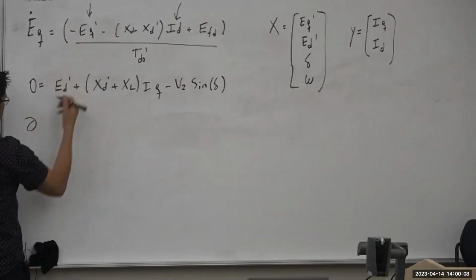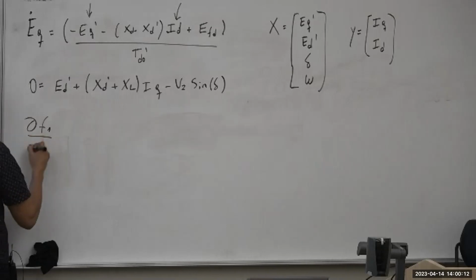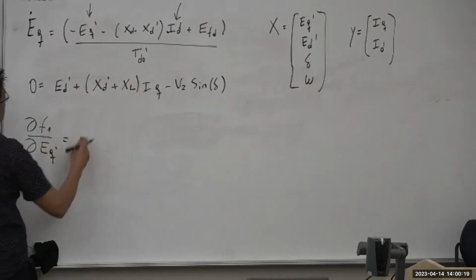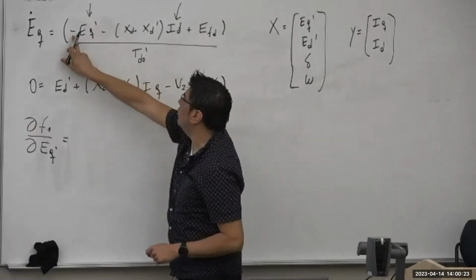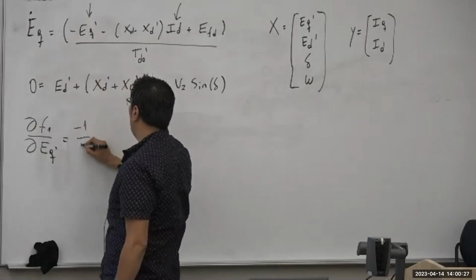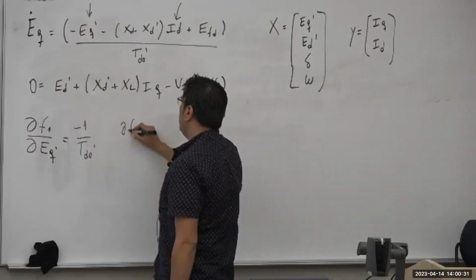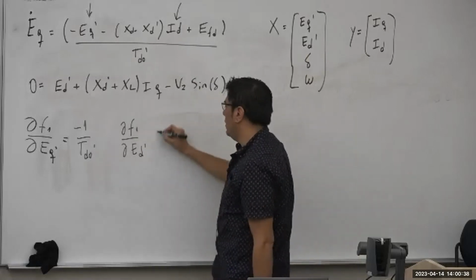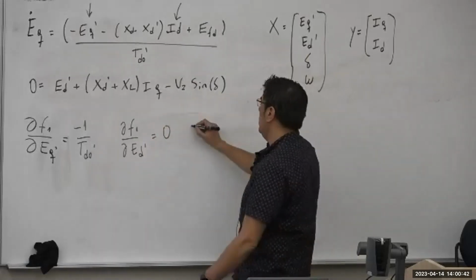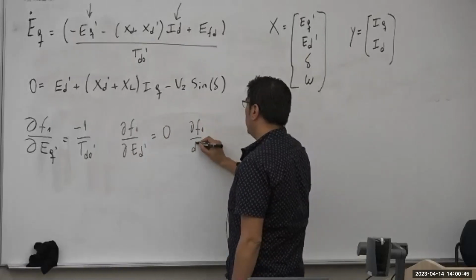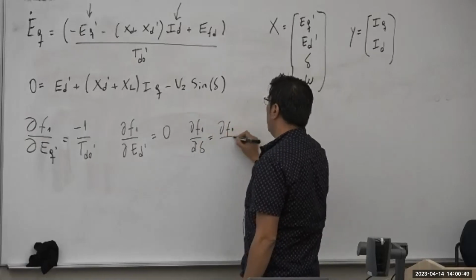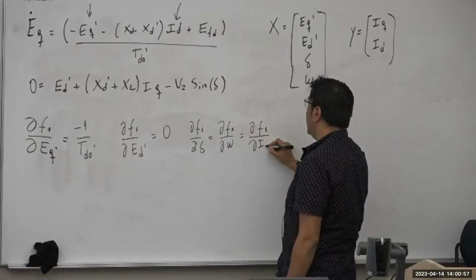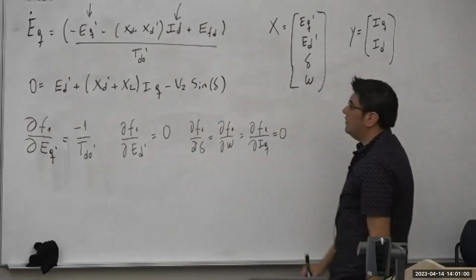We need to get the derivative of that function. Let's call that function f1. And we're going to get the derivative with all the variables. First, the derivative with respect to Eq prime. You come here to this equation, you get the derivative, and you're going to get minus 1 over the time constant, 1 over Td0 prime. If you get the derivative with respect to the next state variable, because this function doesn't have that variable, how much is the derivative? It's going to be 0. And the same thing for the derivative with respect to delta, with respect to omega, and with respect to the algebraic variable Iq, which also is not here. All of these are going to be 0.